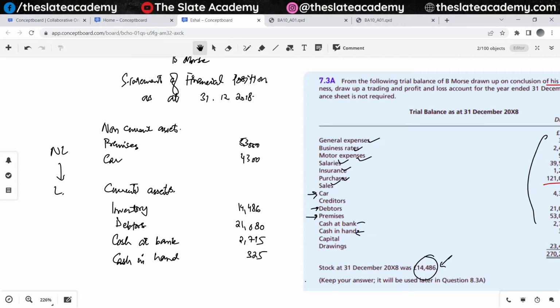What other current assets could you have? First you'll have inventory, then debtors. Other than debtors, you could have receivables from other people as well. For example, if you have given advances to employees, that would be other receivables. Similarly, other than other receivables, you could have prepaid expenses. And the same way, you have accrued expenses.